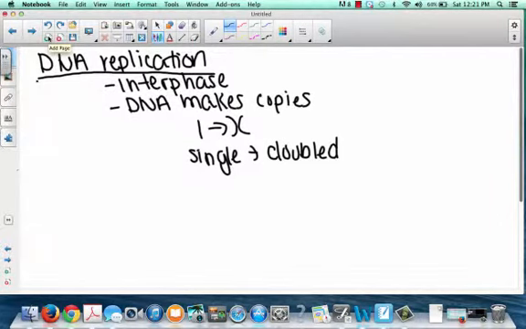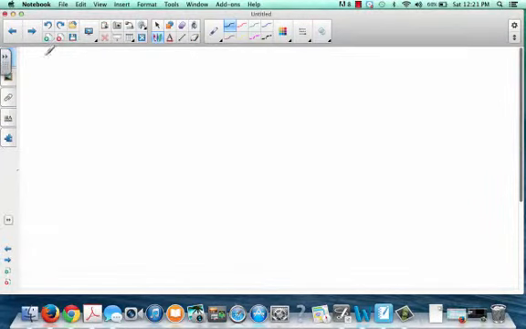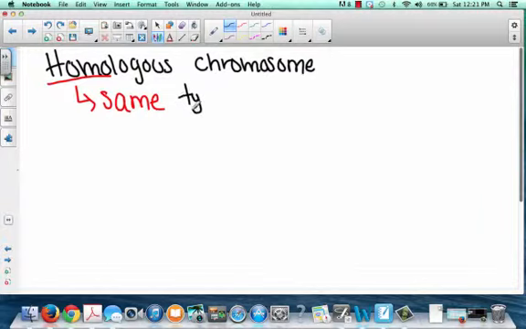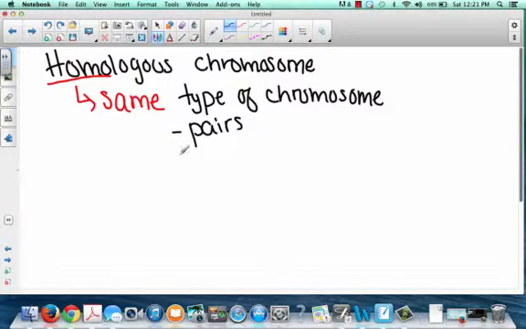The next word, and if this goes too fast, please pause to catch up with writing, is homologous chromosome. Take your red pen, underline the prefix homo, and remind us that means same. It's the same type of chromosome. Remember, they come in pairs and they have the same genes on them. So homologous chromosome: same type, same genes.